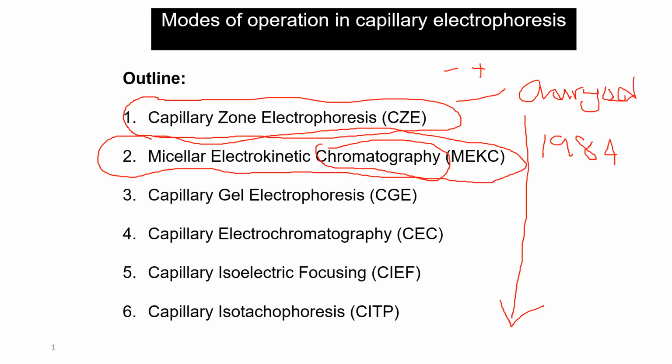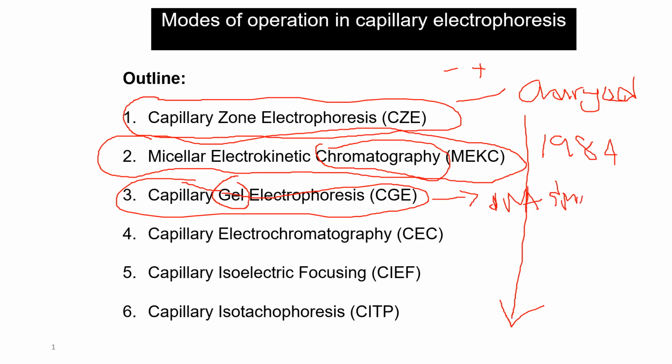And then we have capillary gel electrophoresis. So this is like the initial CE breakthrough around 50 or 60 years ago, whereby this capillary gel electrophoresis is literally using gel to separate DNA or proteins. Okay, so this is DNA and proteins. And then we have capillary electrochromatography. Again, the name itself, chromatography.